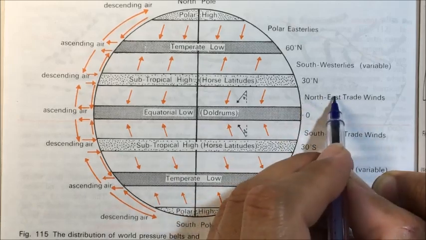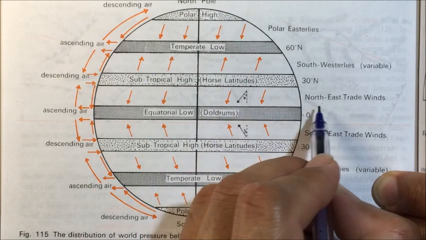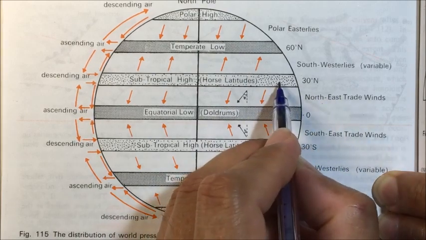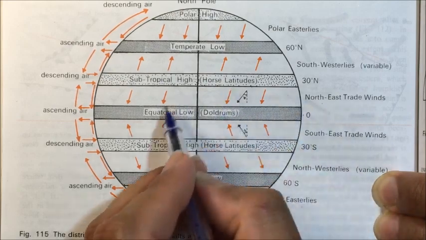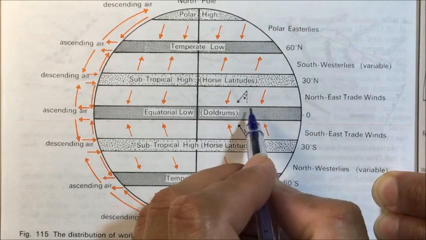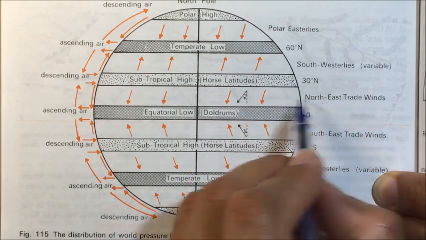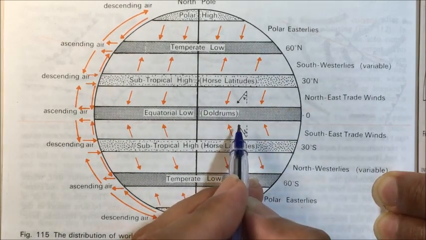The reason is the winds are named after the direction of their origin. So they are originating in northeast. They are coming from northeast. So they are termed as northeast trade winds. The direction from which the winds are originating, from which they are coming, they are named after that direction. So these are northeast trade winds, originating in northeast.